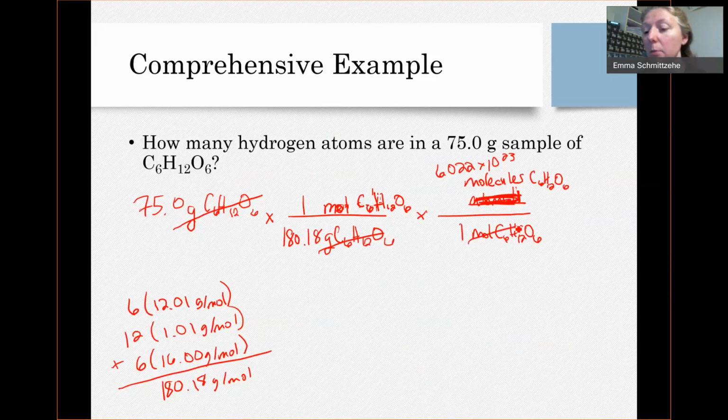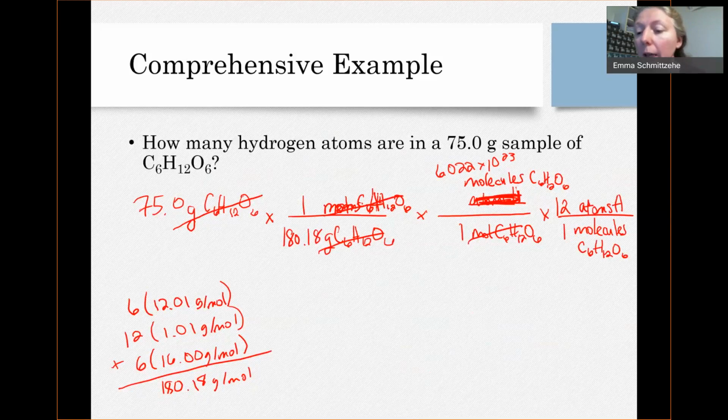And now I should be able to convert my molecules of C6H12O6 to atoms of hydrogen, okay? Is that information I get from the chemical formula? There's 12 atoms of hydrogen for every 1 molecule of C6H12O6. So that would cancel my molecules and give me hydrogen atoms.